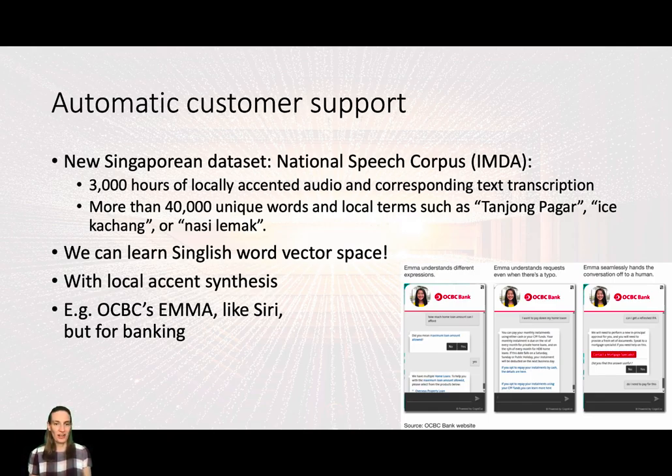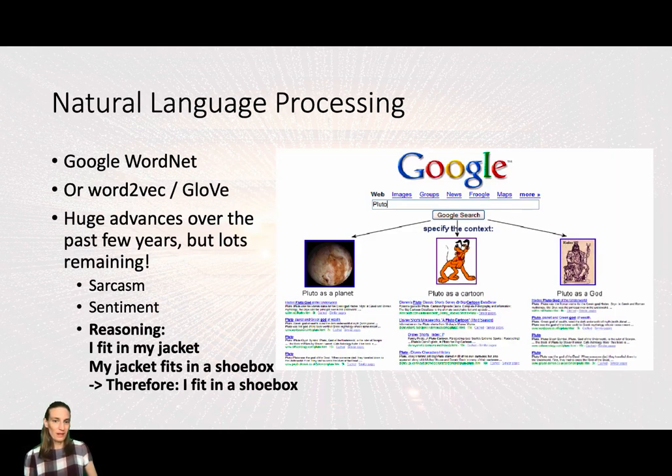In Singapore, they collected something called the National Speech Corpus, which has 3,000 hours of locally accented audio, it's a very nice way of saying Singlish, together with their text translation. For instance, OCBC Bank is using it in their chatbots, to not just make, I think she's called Emma, respond to you in a natural way, but also respond to you in your local accent.